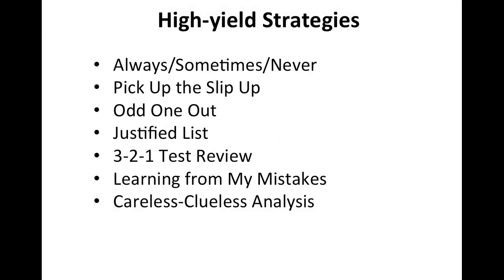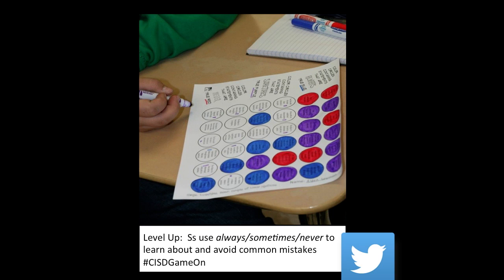The high yield strategy that we want to talk about with this particular level up is always, sometimes, never. Here's an example of always, sometimes, never. You can see that the students have multiple statements on a piece of paper. Some of the statements are always true, some of the statements are sometimes true, and some of the statements are never true. And the teacher has them color code the statements. It's a great way for students to have a visual of the common misconceptions in a unit. This strategy is an excellent example of how to level up.